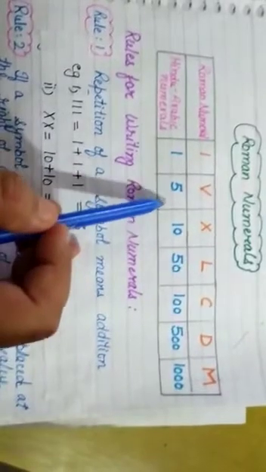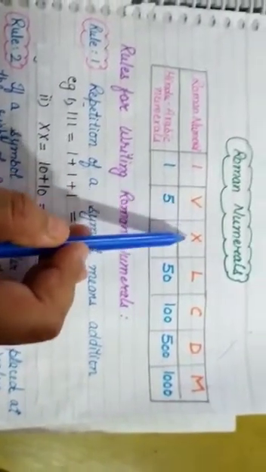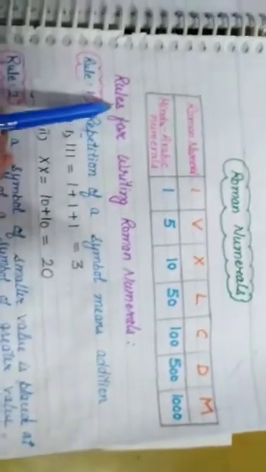For example, when we want to write 10, we can write X in Roman numerals. Similarly, when we want to write 100, we can write C. Now we are studying rules for writing Roman numerals.